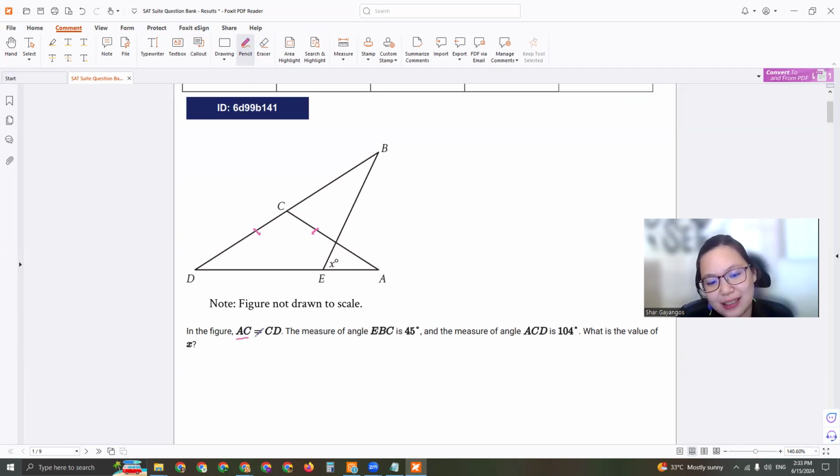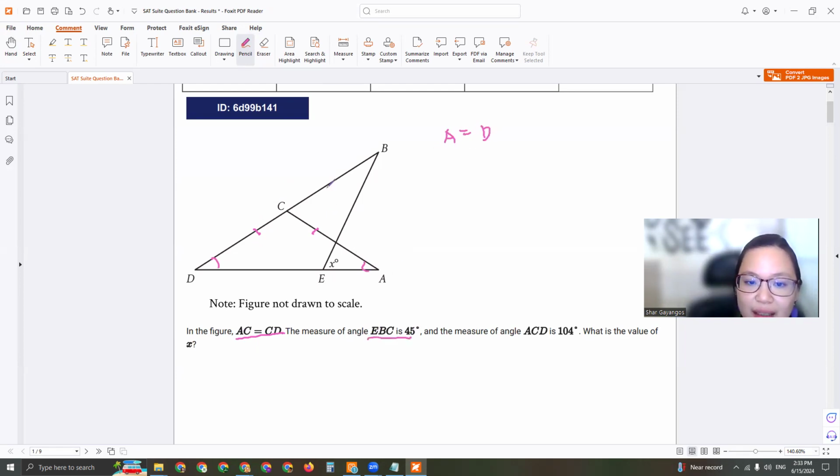So we're good with this. What does this tell us about triangle ACD? It tells us that we're working with an isosceles triangle. And for isosceles triangles, the base angles are also equal. So meaning A is equal to D. I'll write that down here. And we also are given this, angle EBC is 45 degrees. And we also have angle ACD equal to 104 degrees.